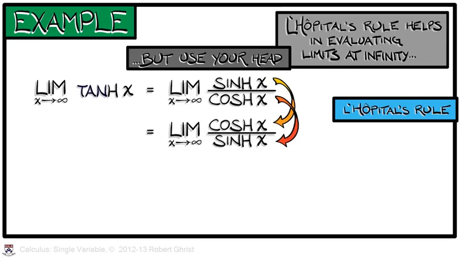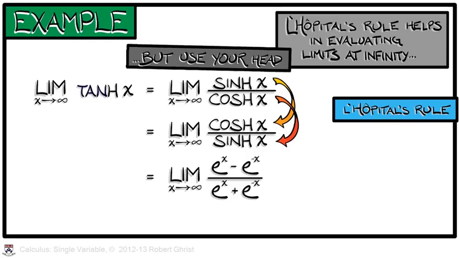Now, I don't know what that is, so let's apply l'Hôpital's rule again. The derivative of sinh is cosh, and of cosh is sinh. And unfortunately, we're stuck in a loop, and we'll never get anywhere. But using our collective head, we know the definition for the hyperbolic tangent. What we really care about is the ratio of e to the x minus e to the minus x over e to the x plus e to the minus x.